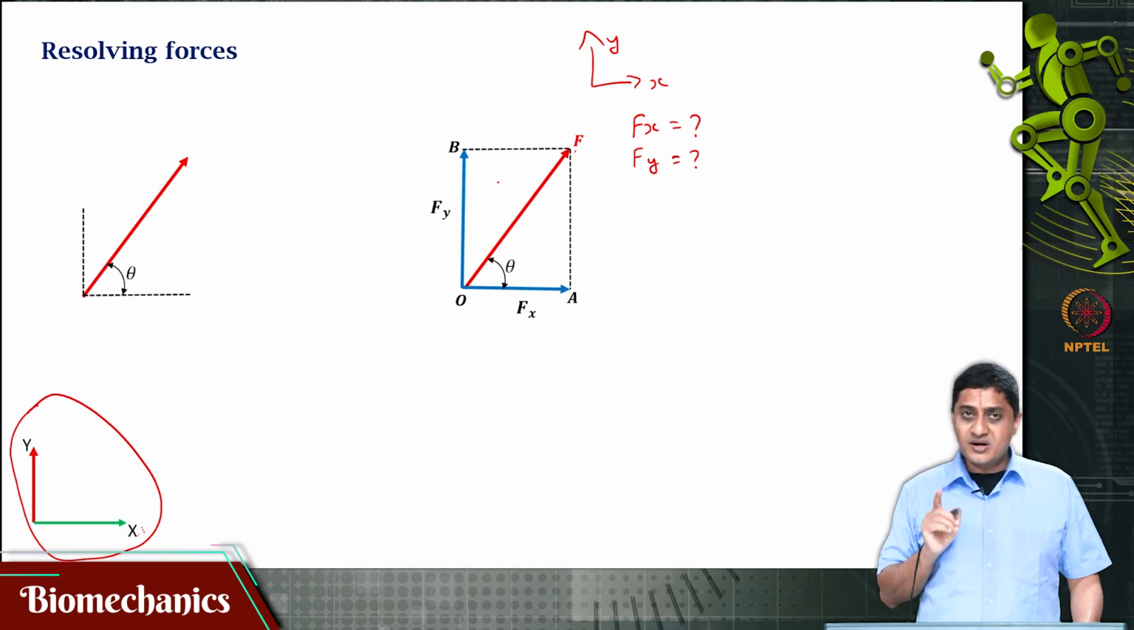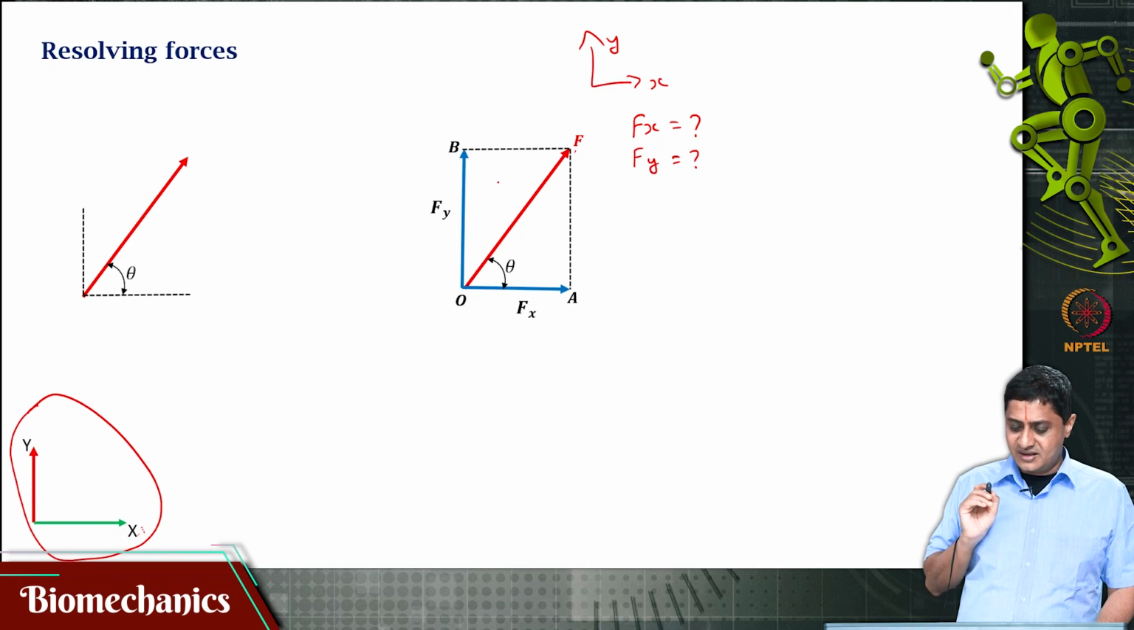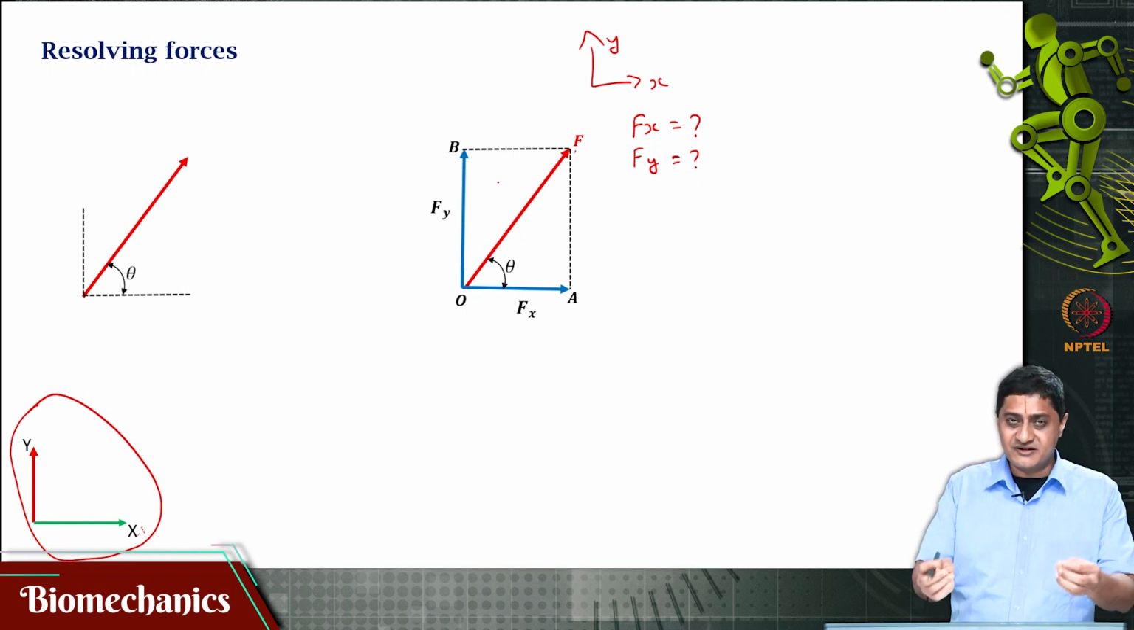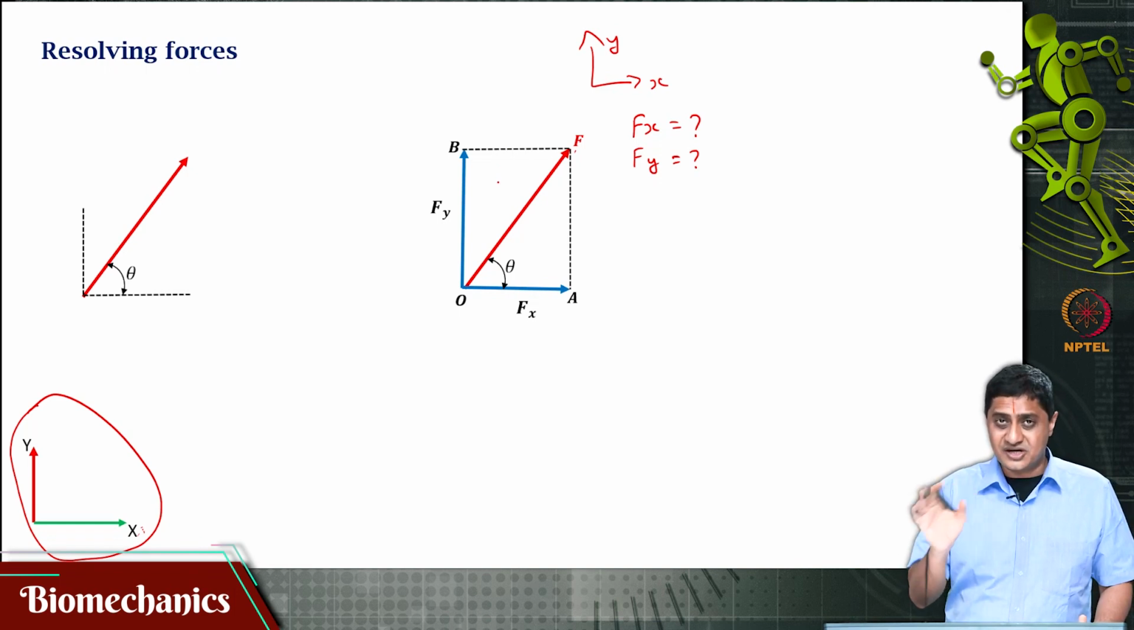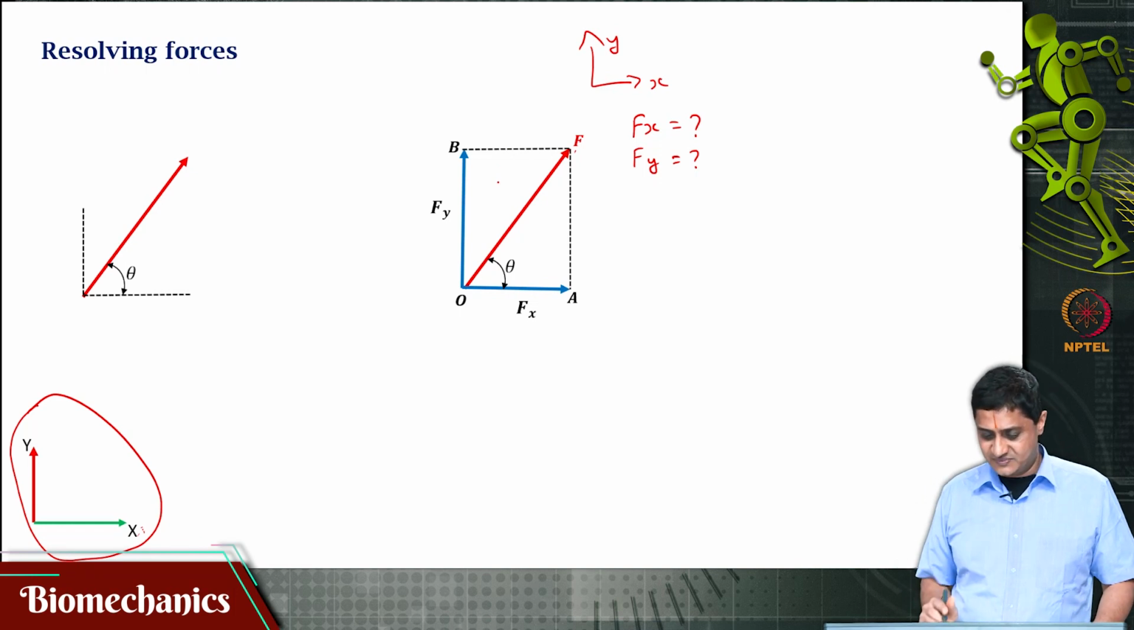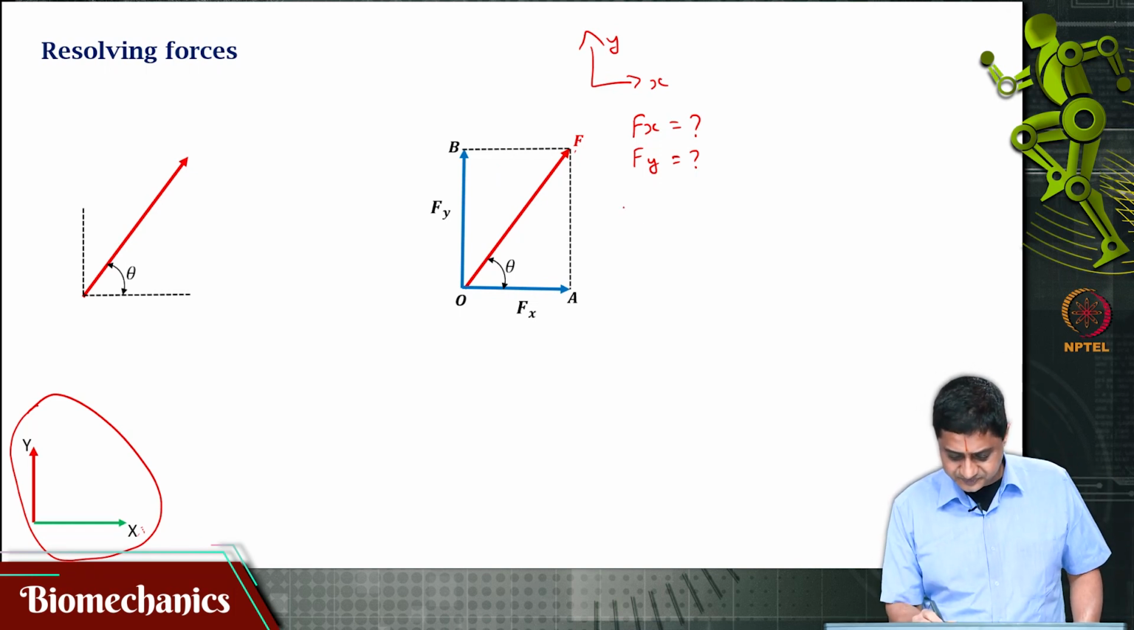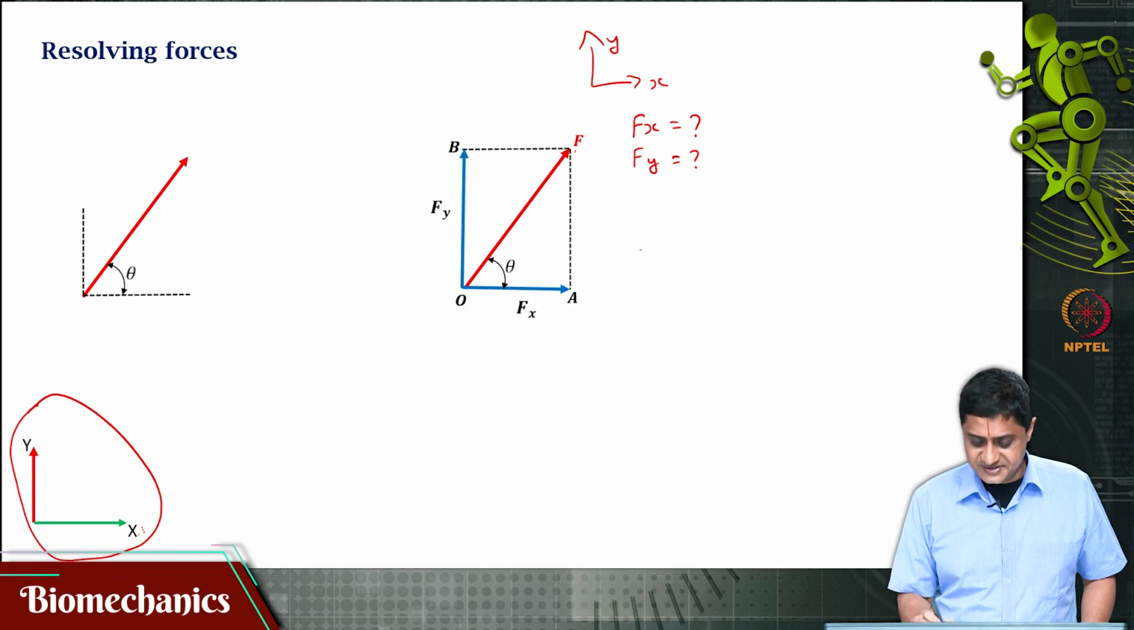So, coming back, what is the problem that we are dealing with? We have F that is known. You have been given F, a force that is acting at an angle of theta to the x axis. What is asked? I would like to know the corresponding x and y components of this force. This is what is asked. Well, okay. How do I find this?